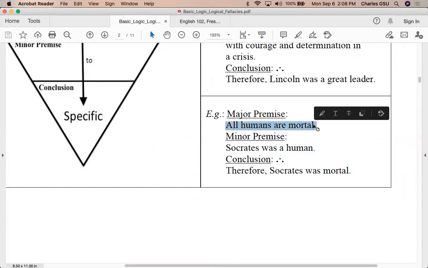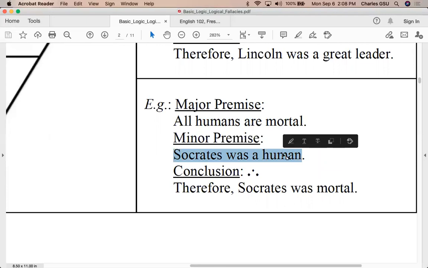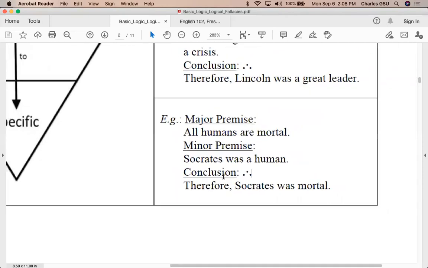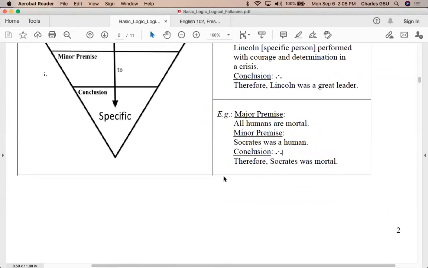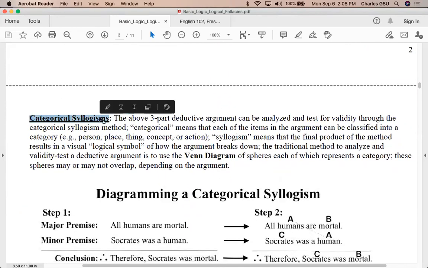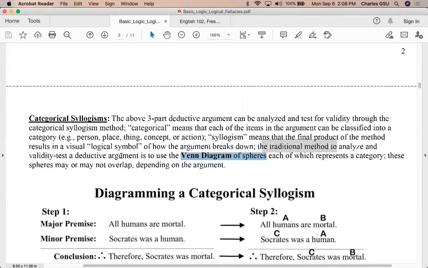All humans are mortal, and by definition, all humans die and therefore are mortal, because mortality is death. Socrates, one of the category of humans. Socrates was a human. Conclusion, therefore, Socrates is mortal. Now, this fundamental major premise, minor premise, conclusion is called a categorical syllogism, or can be represented as a categorical syllogism, using what many of you may be familiar with, what are known as Venn diagrams by the German mathematician Venn.